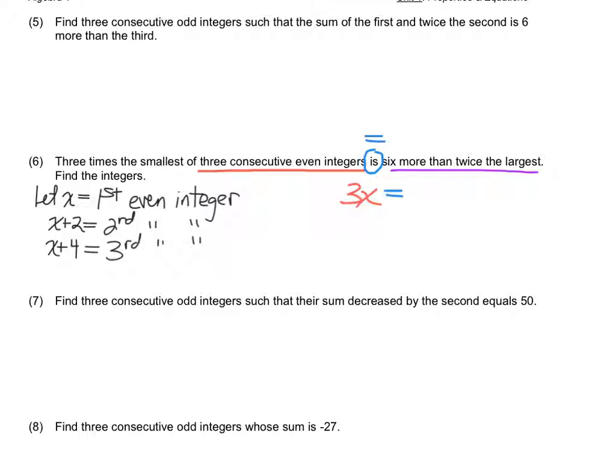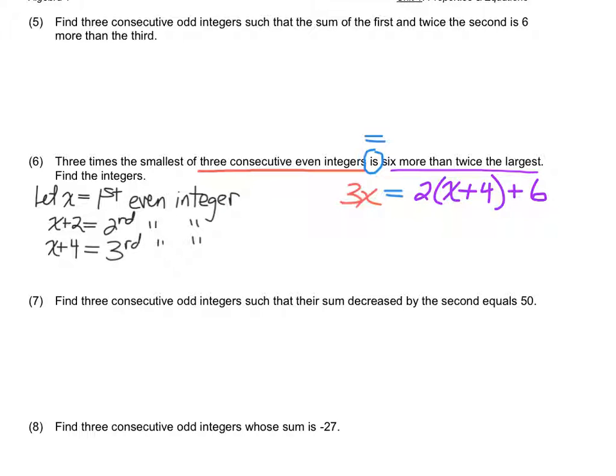I heard maybe somebody said it right, but I'm not as confident. 2 parentheses x plus 4, plus 6. All right. Twice the largest. The largest is x plus 4. All right, so 2 times that quantity. 6 more than that, so add 6. If you wanted to put the 6 in front, you could do that.